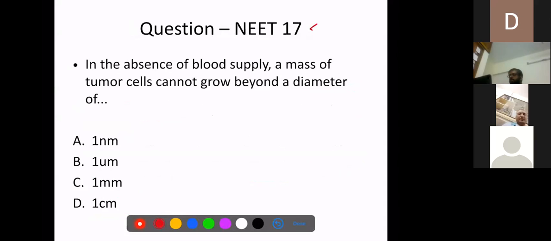There was a question in NEET 2017. This line is taken from Bailey and Love. In the absence of blood supply, a mass of tumor cells cannot grow beyond the diameter of... I repeatedly told you. I don't think I need to wait for an answer. Everybody should be aware of it.